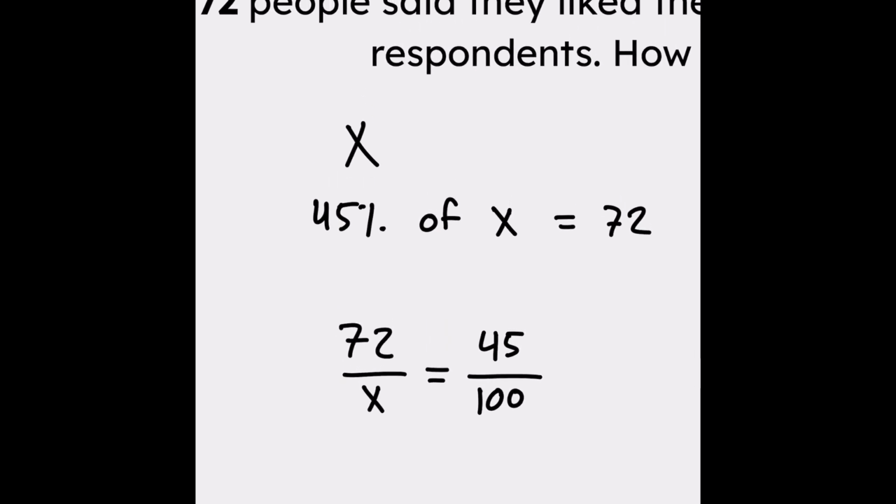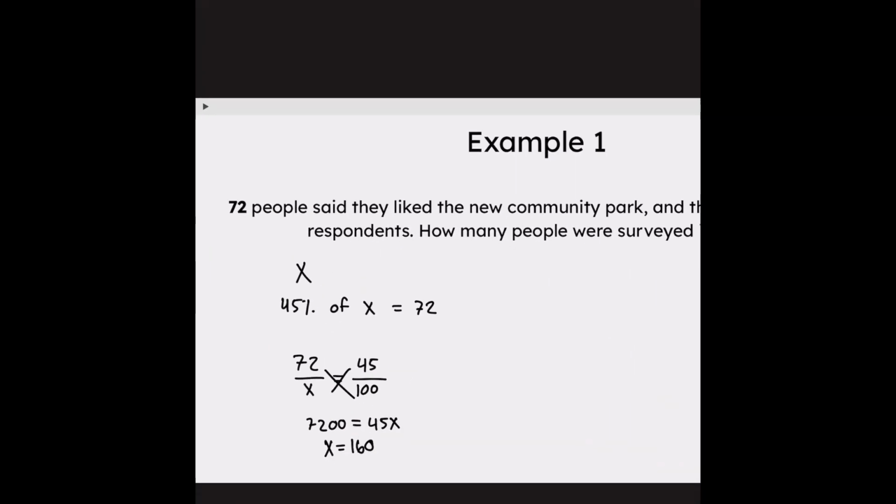Now we can cross multiply, so I'm going to do 72 times 100 equals 45x, and I get 7200 is equal to 45x. Now I'll divide both sides by 45, and I get that x is equal to 160. So there was 160 total respondents.